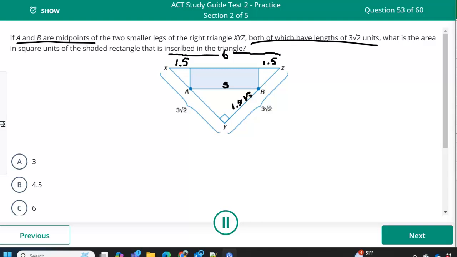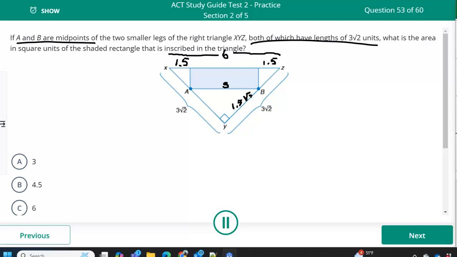In a 45-45-90 triangle, the hypotenuse is equal to the square root of 2 times one of the legs. So this length here from A to B is equal to the square root of 2 times 1.5 times the square root of 2, which is 1.5 times 2, which is 3. The same thing is true of the bigger 45-45-90 triangle. If a leg is equal to 3 times the square root of 2, the hypotenuse is equal to that times the square root of 2. 3 times the square root of 2 times the square root of 2 is 3 times 2, which is 6. So this total length here, the hypotenuse, is 6.